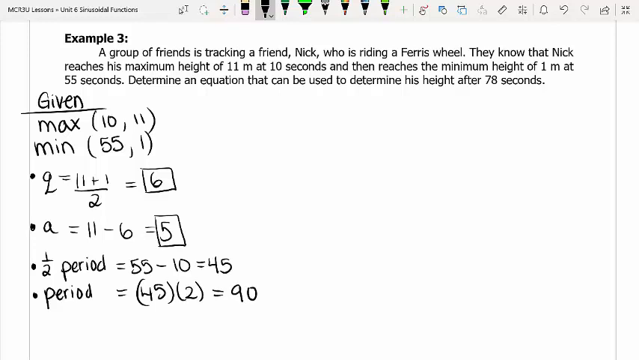Now that we know our period, we can find our K value because we know there's a relationship between the K value and the period, right? 360 divided by the period is our K value. So our K value is 4.